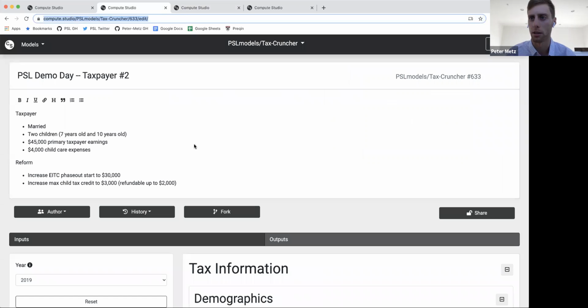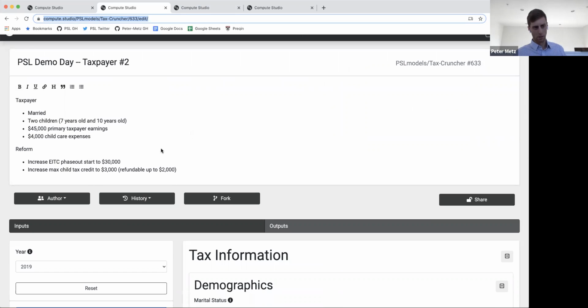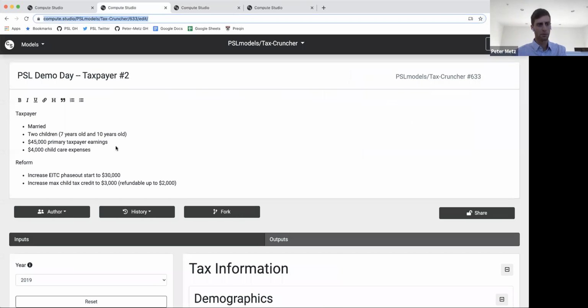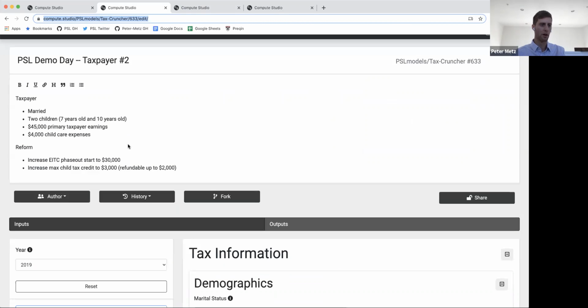So let's go on to our second taxpayer. I'm going to have to go through this pretty quick because we only have 12 minutes left. So let's see what we're dealing with. A married filer, 2 young children, $45,000 in primary taxpayer earnings, $0 in secondary taxpayer earnings, and $4,000 in eligible child care expenses.